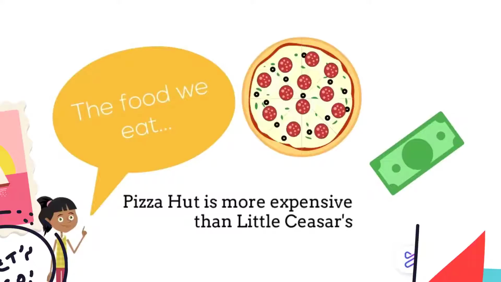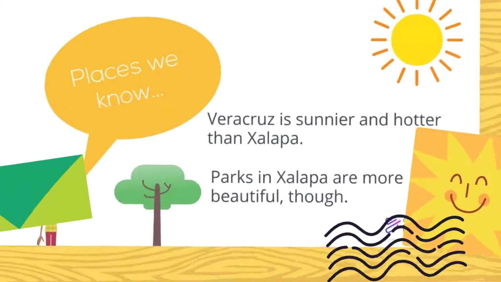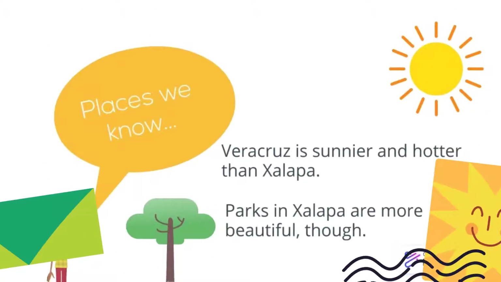Okay? Another thing we can compare are the places we know. For instance, Veracruz is sunnier and hotter than Jalapa. Parks in Jalapa are more beautiful though. So you see, here we are giving information about two cities that we all know. The opposite could also be true. We could say that Jalapa is cloudier and colder than Veracruz, and we know that's true for sure, okay?